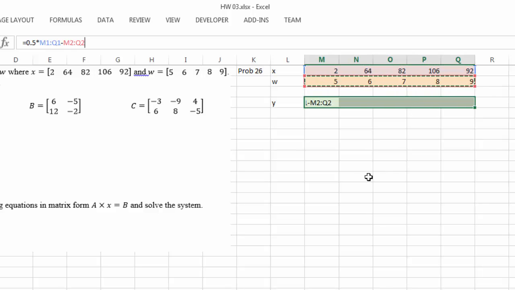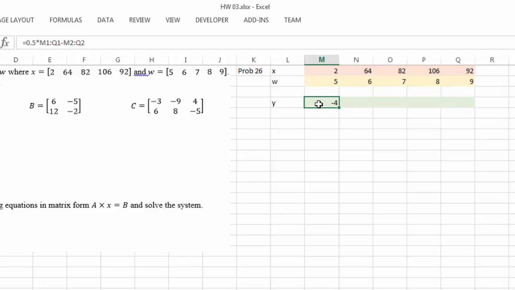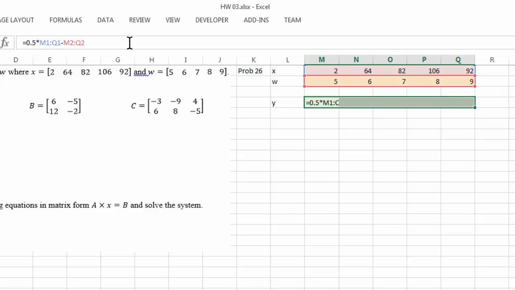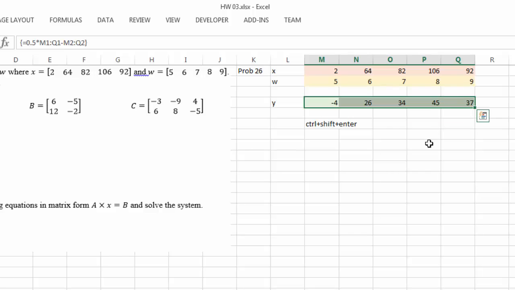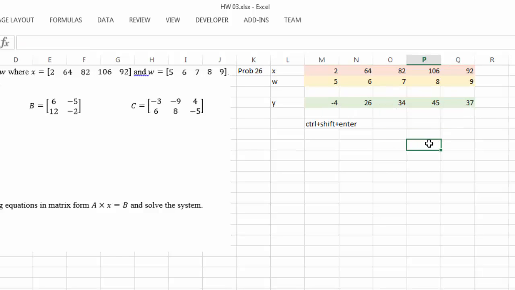Now, you cannot simply hit enter. That will not give you the right answer. So actually, that will give you the right answer, but only 1 element. Therefore, you need to hit on your keyboard Control Shift and Enter. So again, that's Control plus Shift plus Enter. And that's the answer for matrix Y.